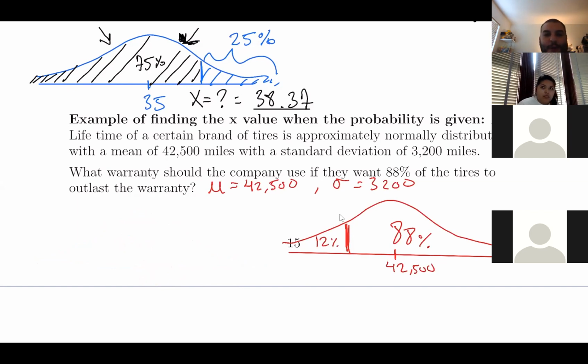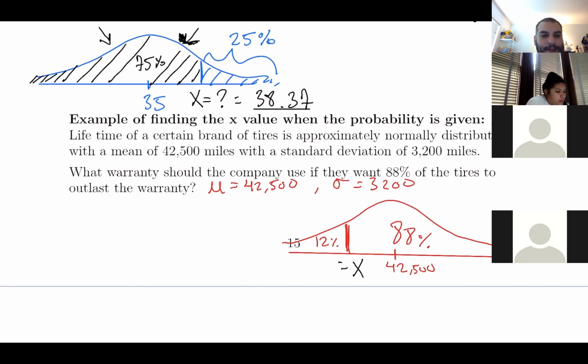If you think about it, we only want 12% of the tires to actually need to use the warranty, and we want 88% of the tires to outlast the warranty. That means you don't get to replace your tire, because it lasted longer than what the warranty guaranteed. So for this one, we have to find how long of a warranty we should give them so that 12% of the tires use the warranty, but the other 88% don't use the warranty. Everybody kind of go with that idea?